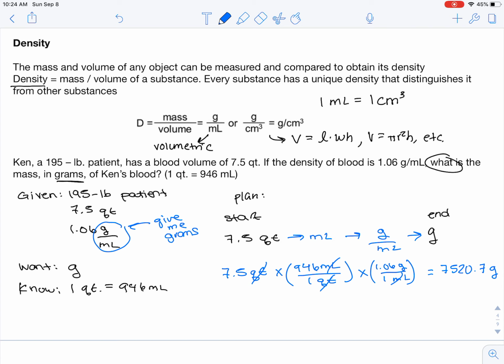So the only thing that has to be checked is significant figures. We have 3 here, 2 here, and 3. So the answer has to be in 3. So that would be 7,500 grams, or 7.5 times 10 to the third grams, and both of those are acceptable.